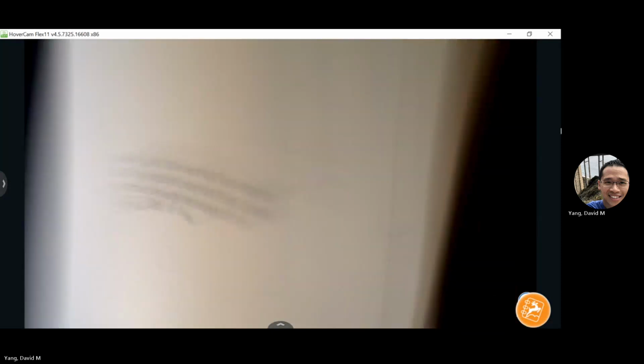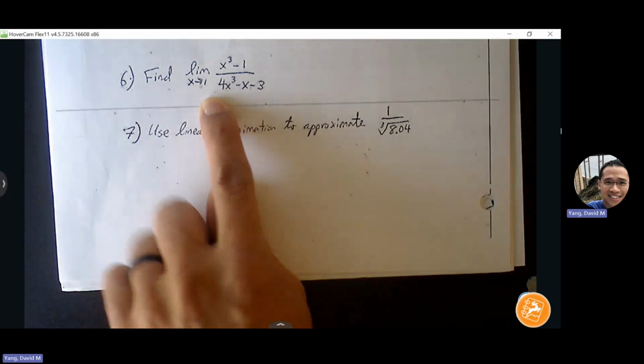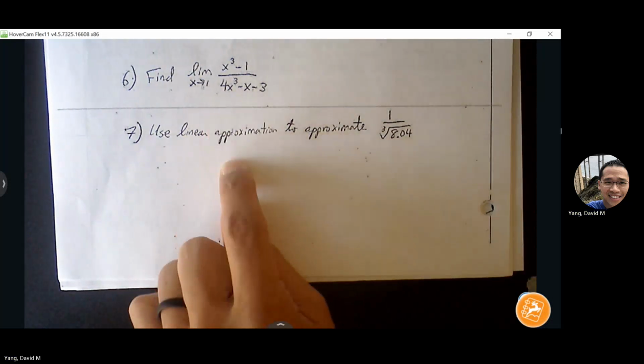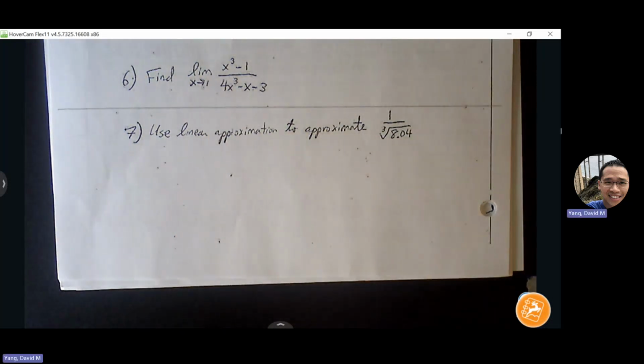All right, so page 14. Let's do 6 and 7. 6 is a limit problem. And 7 is doing an approximation, but I want to reword it a different way, more similar to what you're going to see on the quiz for number 7, but try 6 first.